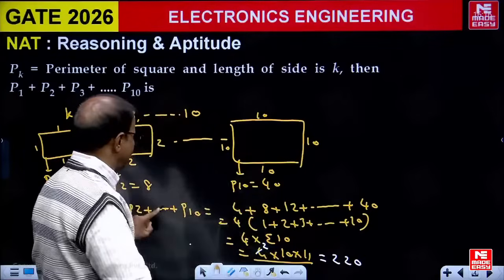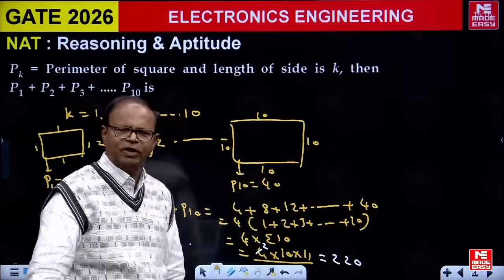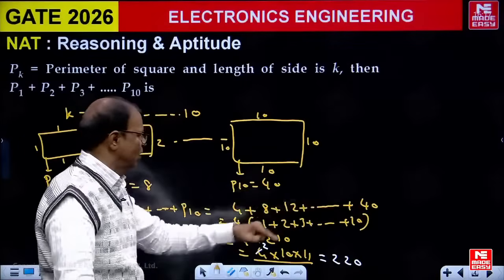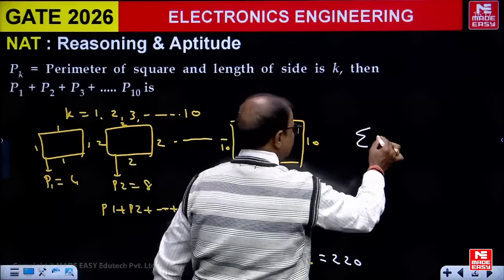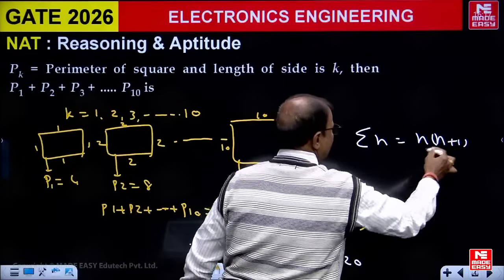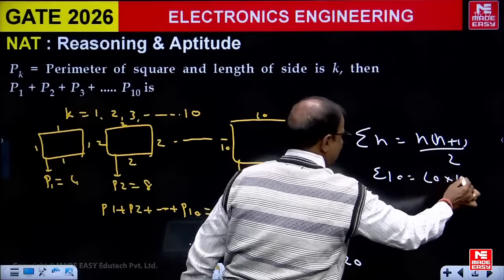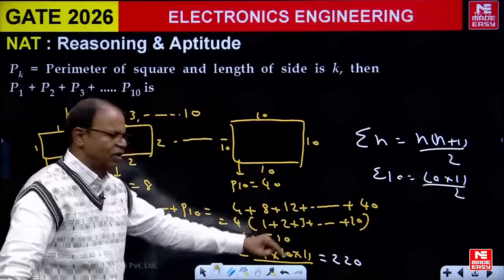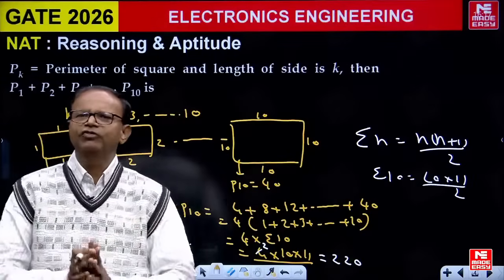Sum of the perimeters is 4 plus 8 plus 12 plus 16 and so on up to 40. What can you take common? 4 is common. It is nothing but sigma n. What is sigma n? Sigma n is equal to n into n plus 1 divided by 2. So sigma 10 is 10 into 10 plus 1 divided by 2, and then multiplying by 4, that is equal to 220. It is nothing but the sum of the perimeters of all the squares.